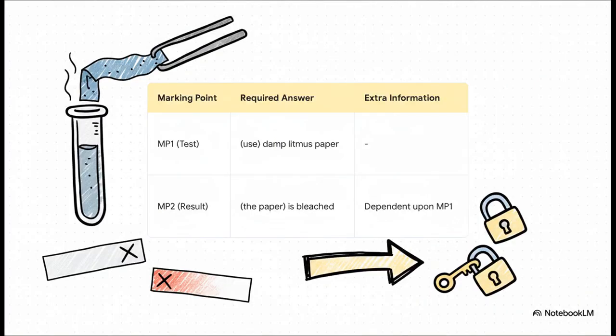The mark scheme is super specific on this one. First mark, you have to say damp litmus paper. Second mark, you say the paper is bleached or turns white. But, and this is a really important detail, you cannot get that second mark for the result if you got the first part about the test wrong. They're linked. Oh, and a little pro tip. The paper might turn red first, but the word they're looking for, the money word, is bleached.